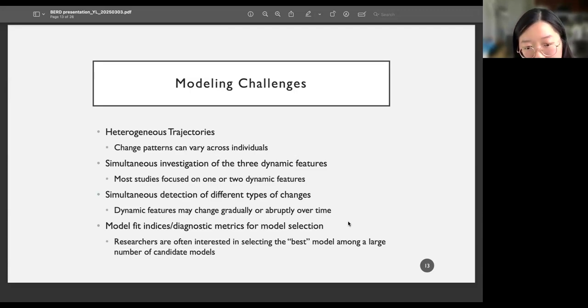Finally, because there are just so many possible change patterns in people's dynamics, we may have a large number of candidate models that we propose to capture these changes. And so here we may need some diagnostic metrics to help aid the model selection.